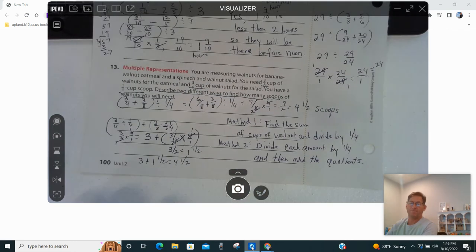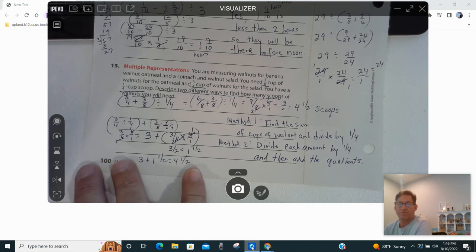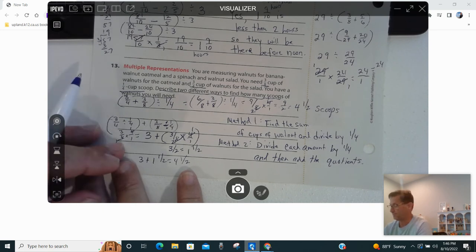So in the first method, I added them together. I found the sum of the amount that's needed and I divided by 1/4. In method 2, I divided each amount by 1/4 and then added the quotients.